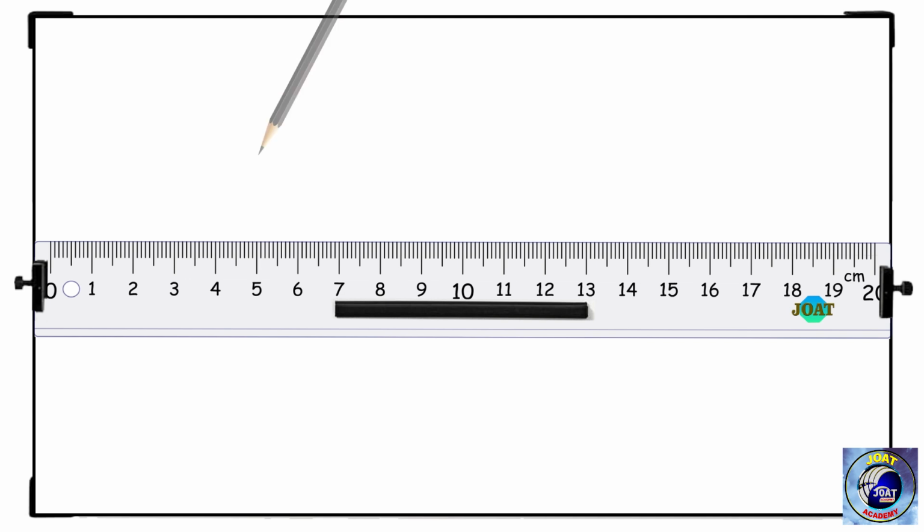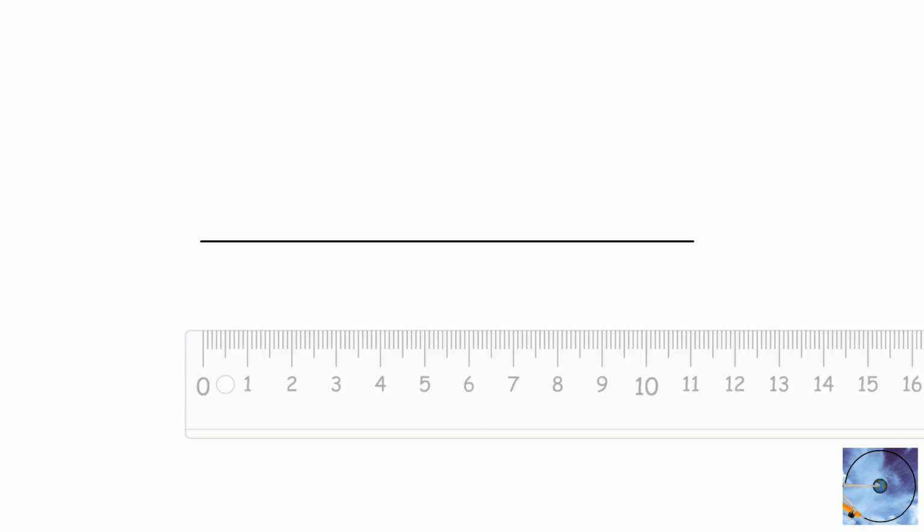First, use your T-square to draw a horizontal line. On this line, mark AB with a length of 11 centimeters.